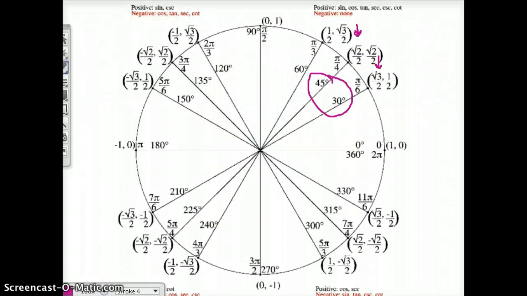Sine 45, sine 30. Sine is the y value, so root 2 over 2, 1/2.